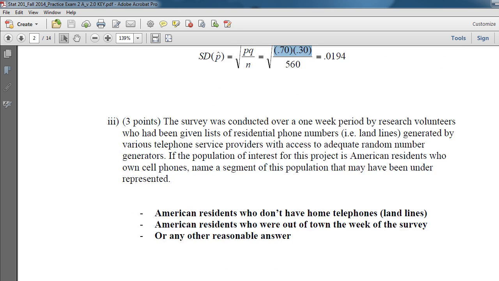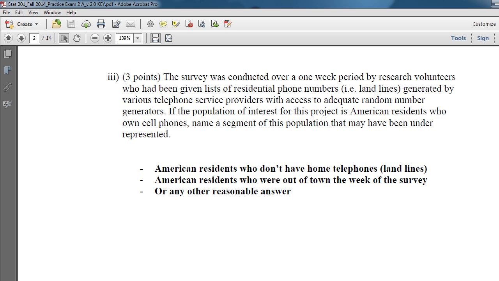Finally, the last question on here. This survey was conducted over a 1-week period by research volunteers who were given a list of residential phone numbers, landlines. Who might we have undercovered? There's tons of people in here that we could have missed. Obviously the homeless, college students, a lot of people don't have landlines anymore. Generally, when you get to a question like this, write as much as you can, but don't write craziness. Try to make it relevant to what we ask. I think this was a very easy question for most people.